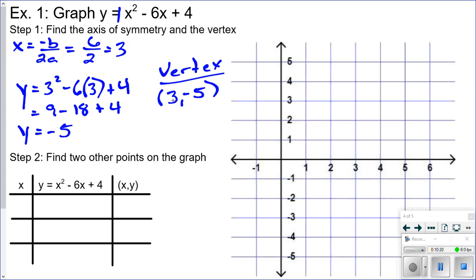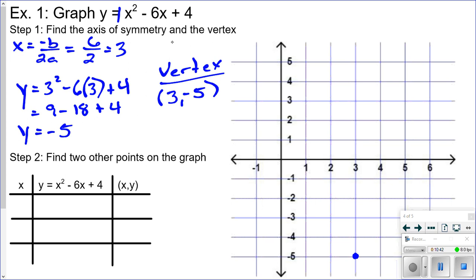And where did the 3 come from? It came from up here when I found the axis of symmetry. Because the vertex is always on the axis of symmetry. And I got the y value by substituting that x value into the function. So let's go ahead and plot that point. So 3, -5 is right here.